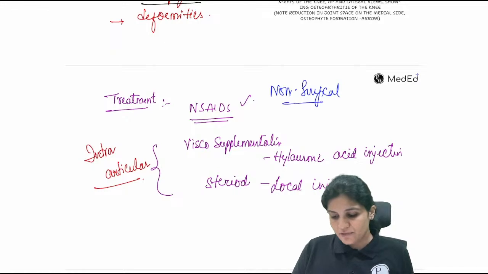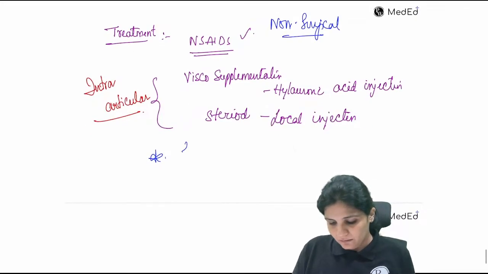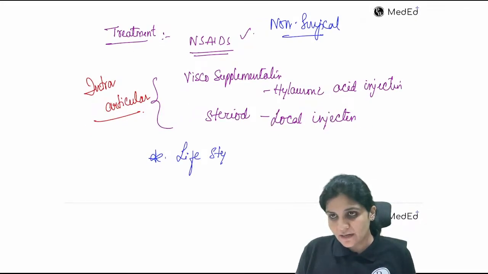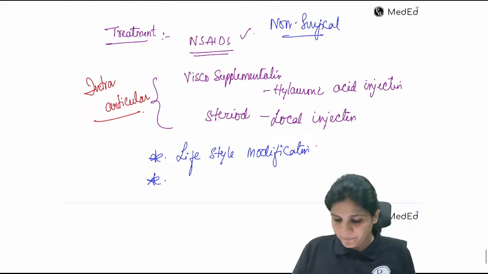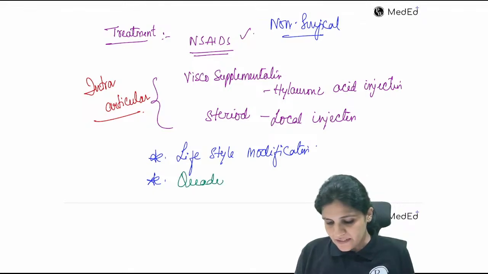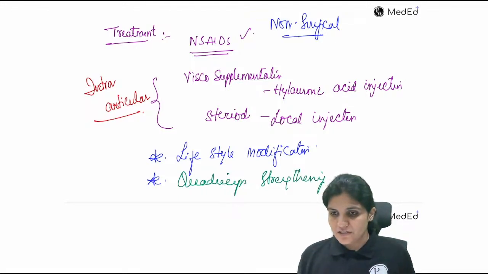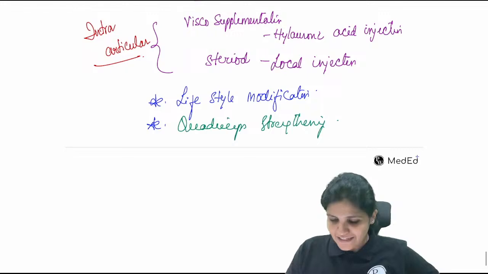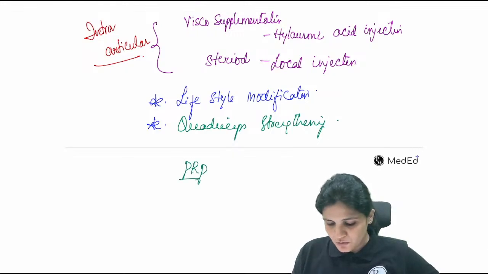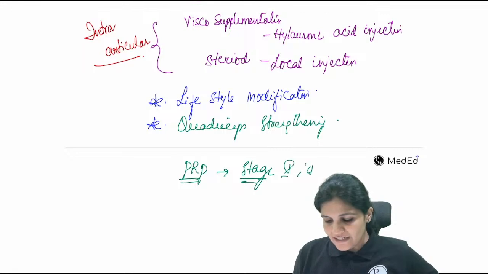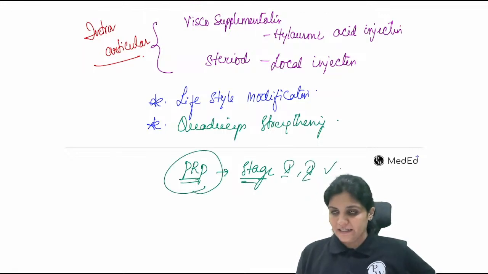Of course, you have to encourage them on lifestyle modifications, right? Such as avoiding squatting and climbing the stairs, and then quadriceps strengthening, that is physiotherapy, right? There are certain drugs, yes, like PRP injections. Yeah, nowadays PRP is used, but depending upon the stage. So usually stage 1 and stage 2, you can go for PRP, not other than that, right?